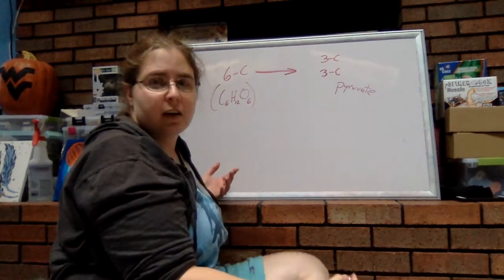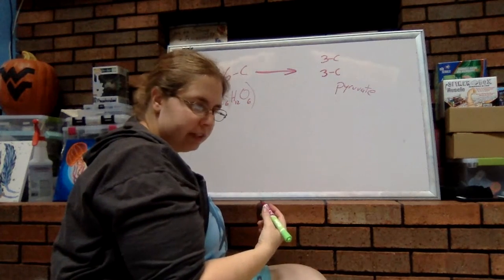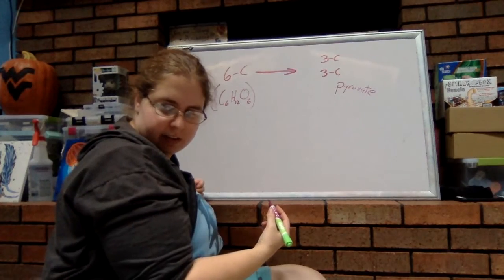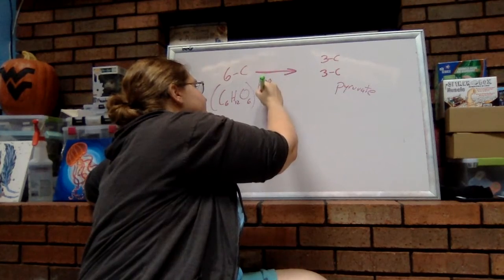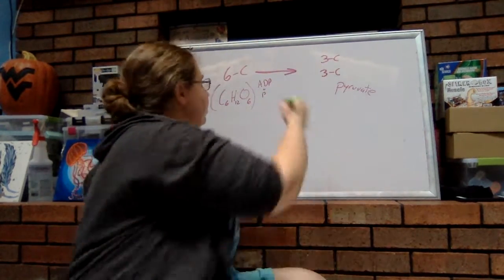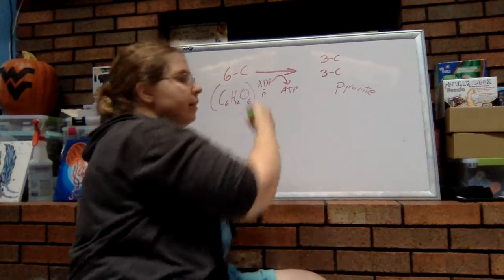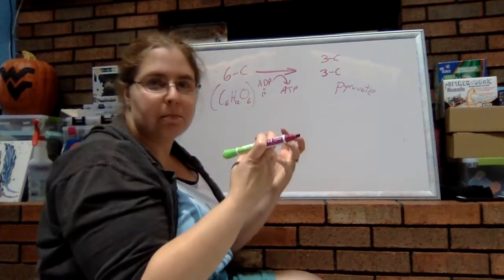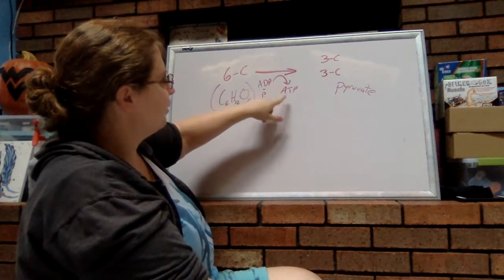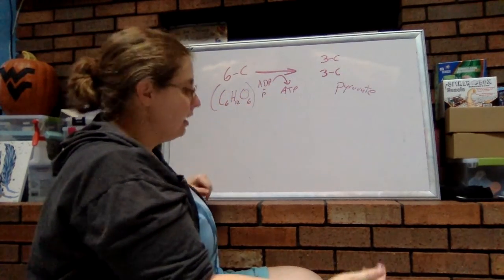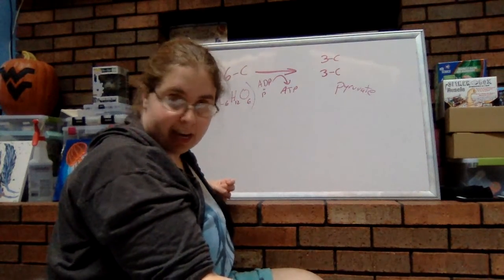In the process of creating these 2 3-carbon molecules, we're also going to create some energy. So we're going to have some ADP with a little tag-along phosphate that is going to actually create ATP. Now, when we break the bonds, we are releasing energy. So when we break the glucose bonds, we are releasing energy and we're able to make ATP. Not only that, we also do release some electrons, and we're going to gather those up as well.